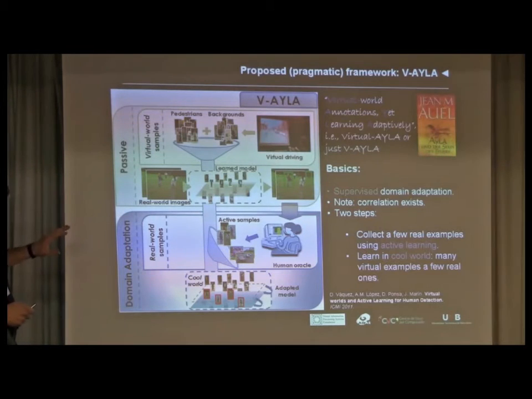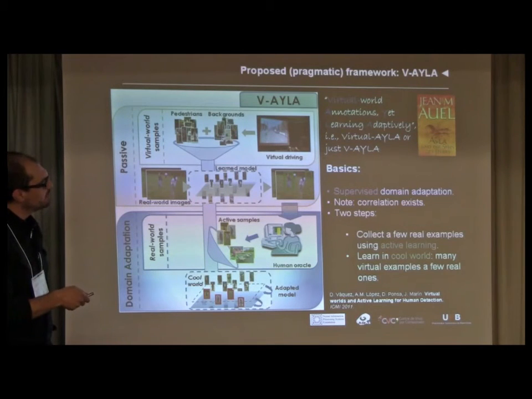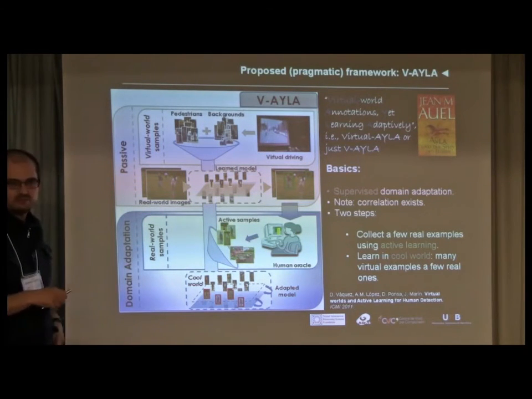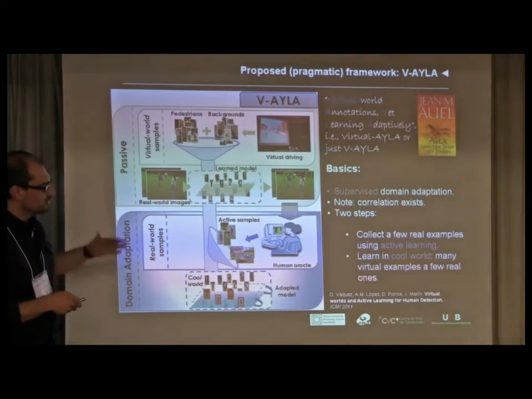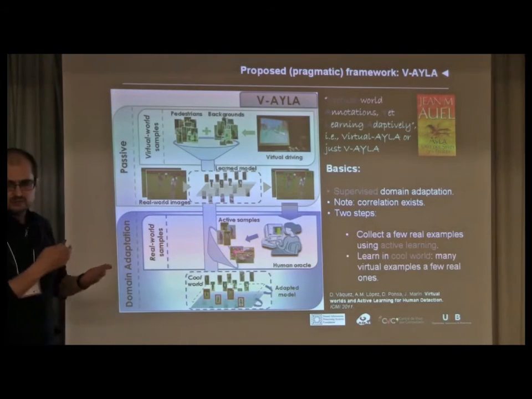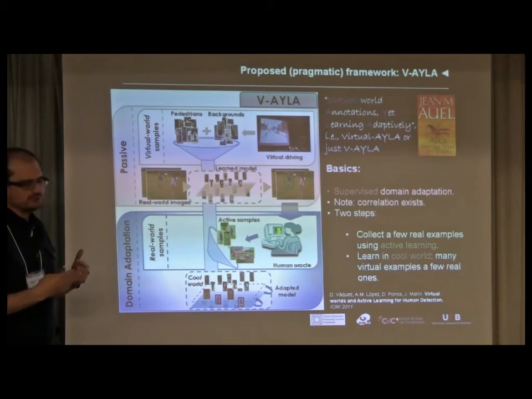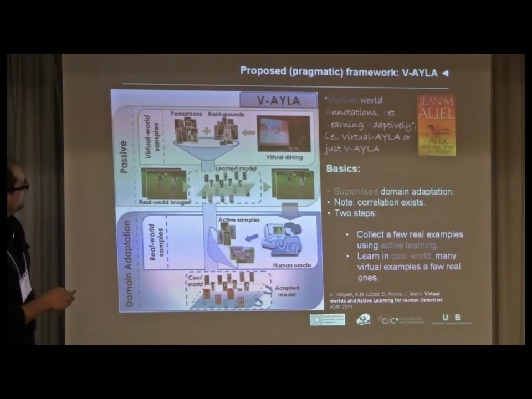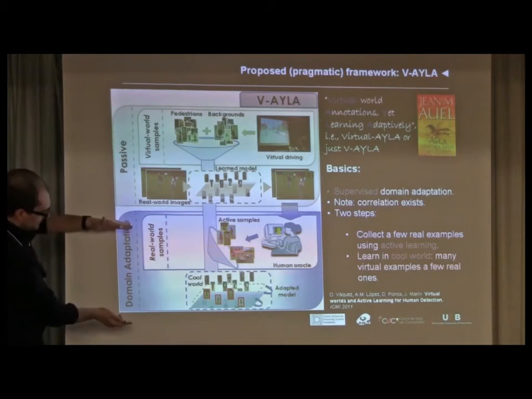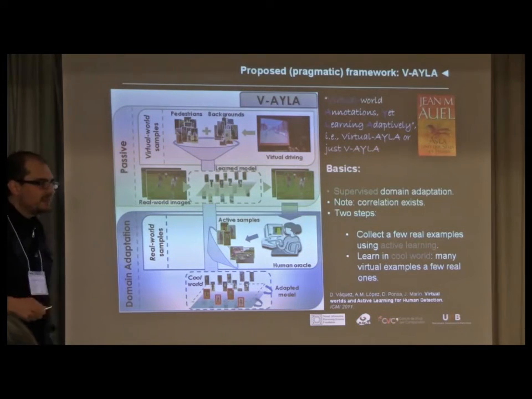Okay, and what is going on here? Well, first, again, to make things simple, we started with supervised domain adaptation, so we will assume some labels. We know that there is correlation between the source and the target domain, because even though the gap was big, a 35% miss rate means that there are correlations there. Okay, then our system has two major stages. The first stage is just what I have explained before: train with virtual data, test on real data.